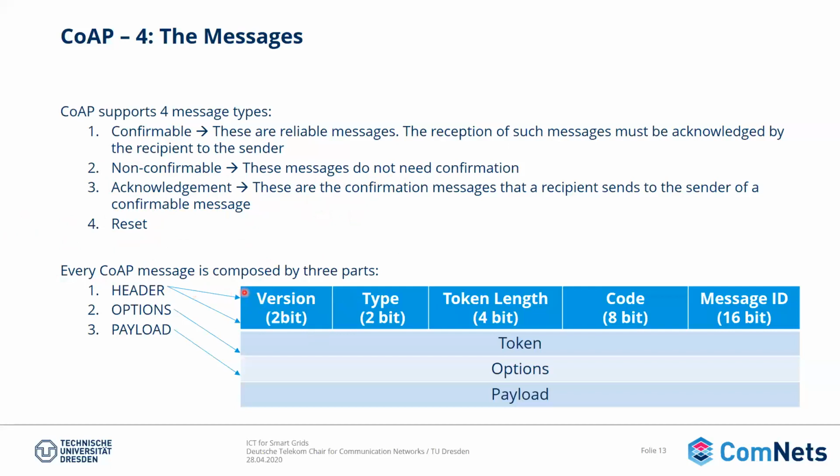First is a header, which has 2 parts. So you have the version, the type, token length, code, message ID, and then the token itself. Then you have an options field that specifies, usually, as we said before, the data type that you're transmitting or any other meta information that you want to transmit together with the payload, which contains the actual data.